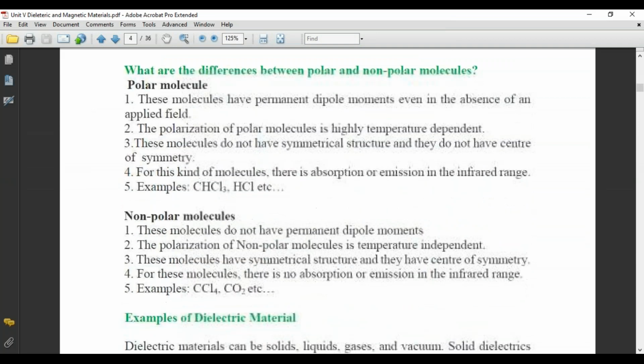Then you will see what is the difference between the polar molecules and non-polar molecules. First, we will see polar molecules. These molecules have a permanent dipole moment even in the absence of an applied field. The polarization of polar molecules is highly temperature dependent. These molecules do not have a symmetrical structure. They do not have a center of symmetry. For this kind of molecules, there is absorption or emission in the infrared range. You can see some examples, lithium chloride and hydrogen chloride.